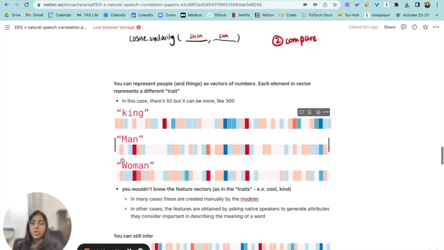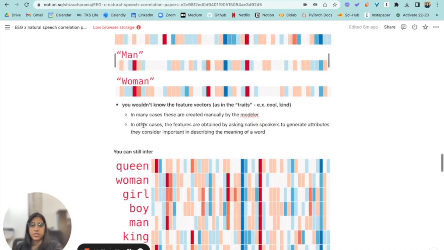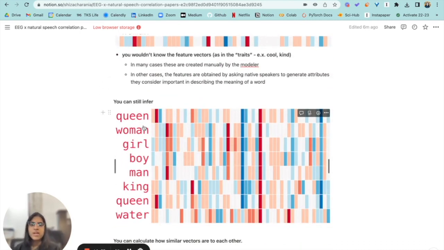You wouldn't know them in the model, but when you're actually making the data, in many cases the feature vectors, which is what the traits are called, are created manually by the modeler. In other cases, the features are obtained by asking native speakers, somebody who speaks English, to give general attributes that they consider important. So maybe for this one, you would say it represents a human. For these three words, a human is common. So you can have that as one element in the feature vector. So even if you don't know the traits, you can still kind of infer.